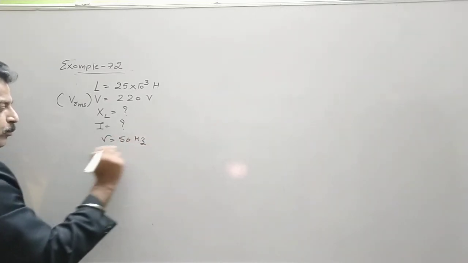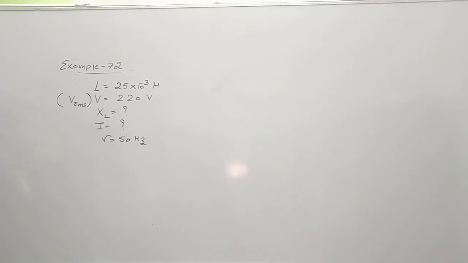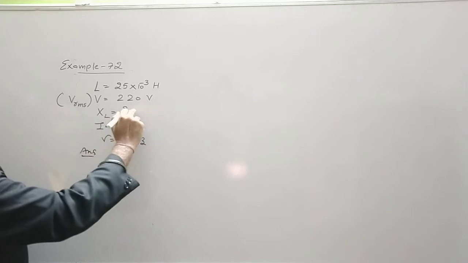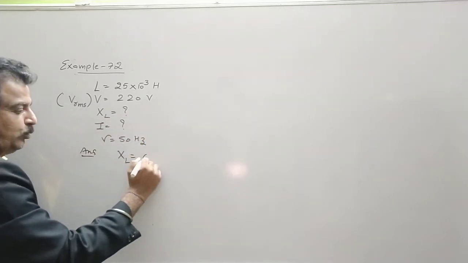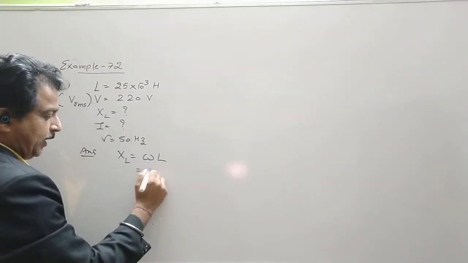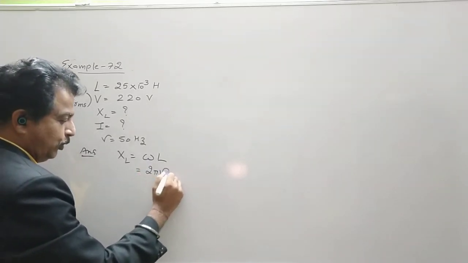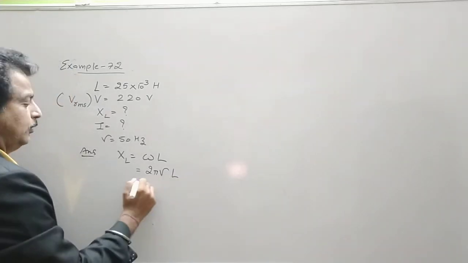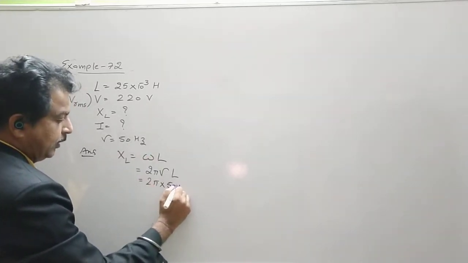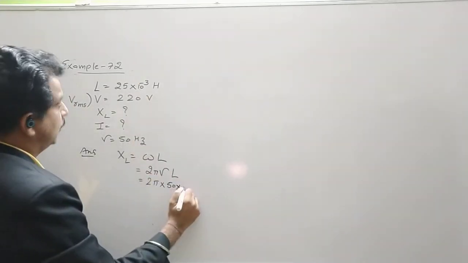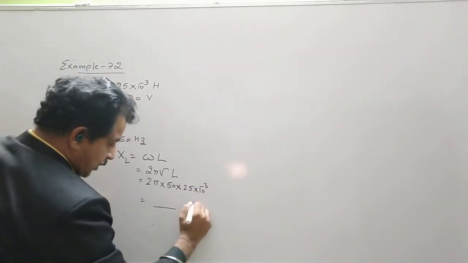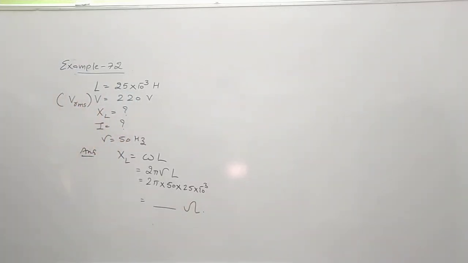So you can use the symbol small f or nu for the frequency. So first you have to find the inductive reactance, that is equal to the direct formula omega L. Omega can be written as 2 pi f or nu. So 2 pi nu L. So this can be written as 2 pi into the frequency, which is 50 Hz, and L is 25 into 10 raised to minus 3. So you do this calculation and find the answer.